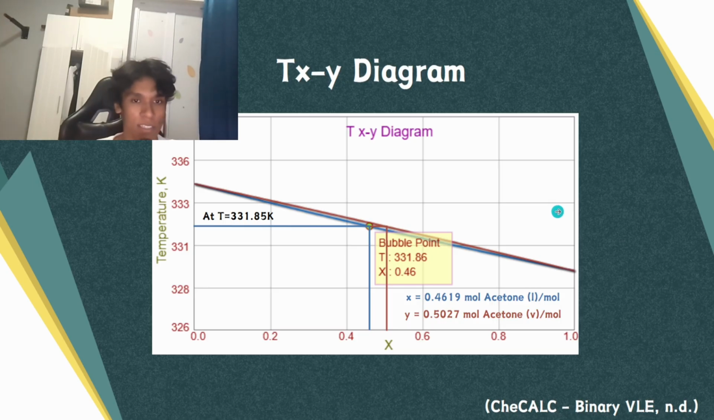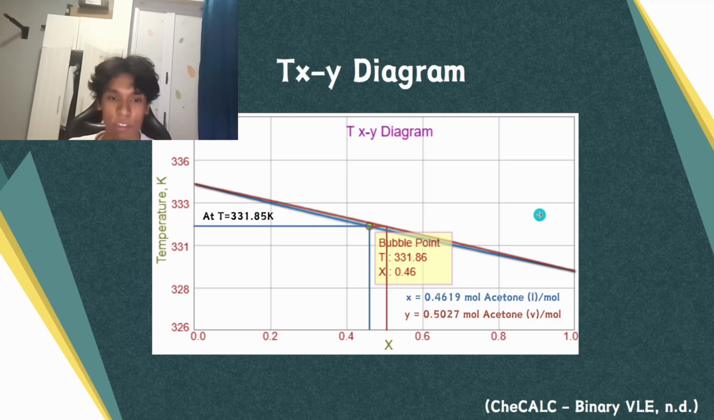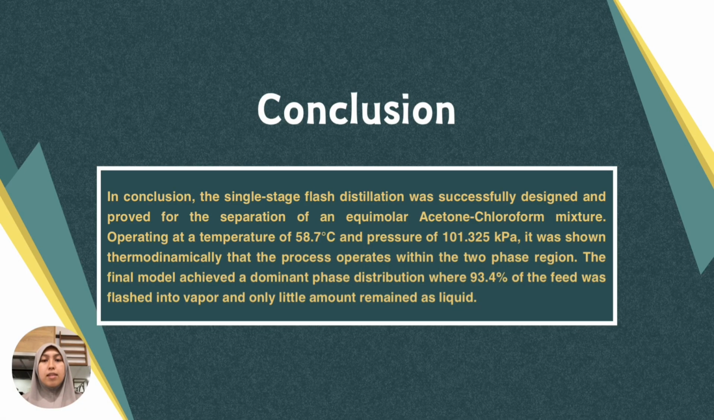To verify our answer, we pulled up a TXY diagram from ChemiCalc of the same binary mixture at the same temperature. And as you can see, the liquid fraction of acetone is 0.46, which is very similar to our flash calculation of 0.4619.